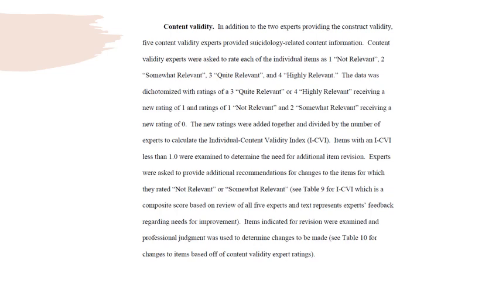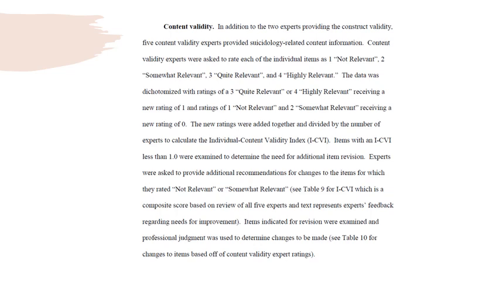Actually, what I did was I turned ratings of a 3, which is quite relevant, or 4, highly relevant, into a rating of 1. And then the ratings of 1, not relevant, or 2, somewhat relevant, I gave them a new rating of 0. And then I added all the ratings from each of the experts together and divided by the number of experts to calculate something called the individual content validity index.